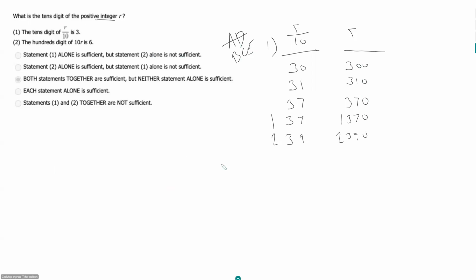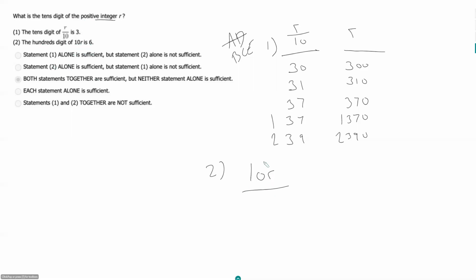Statement 2: the hundredths digit of 10r is 6. So same thing, except instead of telling us something about r over 10, they're telling us something about 10r. So what are some possible values for 10r? Anything that has a hundredths digit of 6. But remember, r has to be an integer. So 10r must be a multiple of 10.